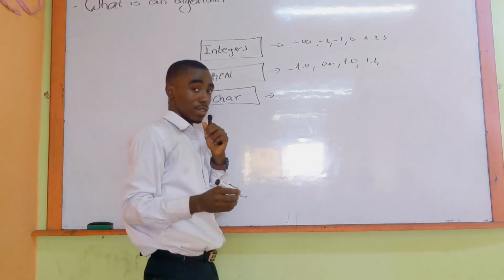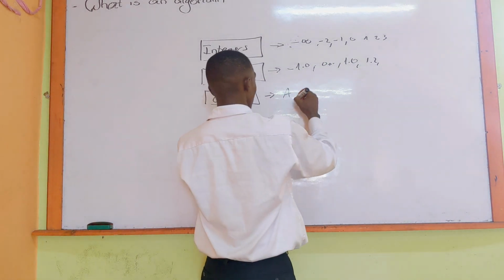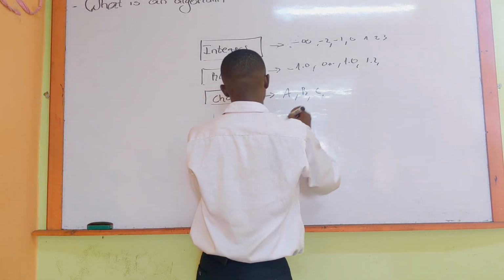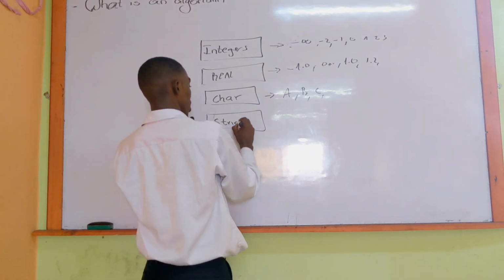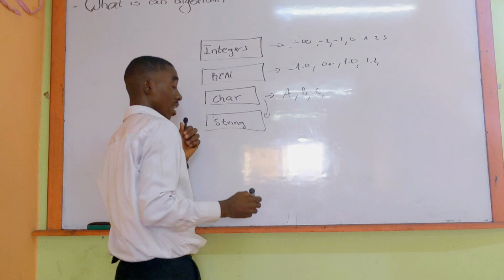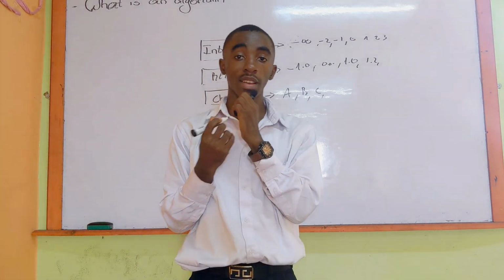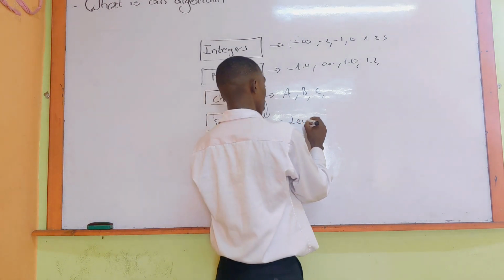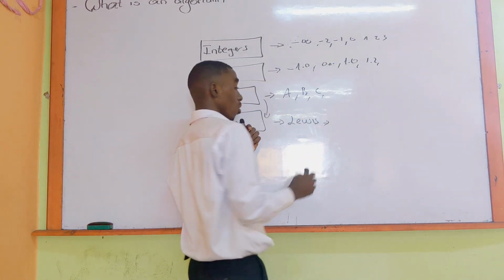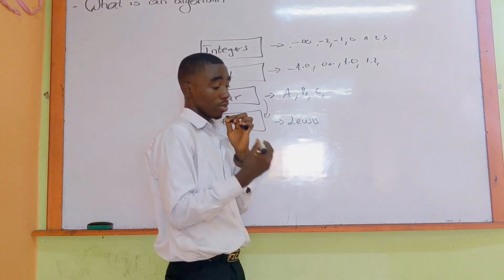Character stores every letter: A, B, C. And fourthly, we have what we call a string. Strings are a combination of characters. When you combine characters together, it forms a string. Like for example, my name, Lewis, is a string. So all these are types of variable.